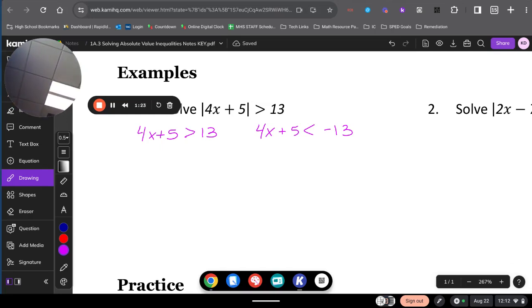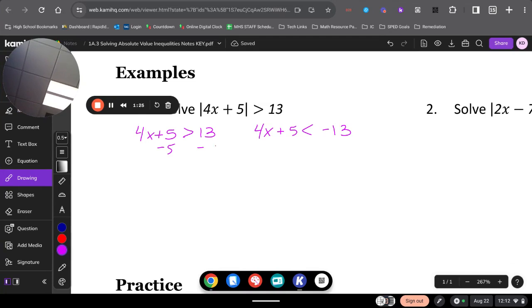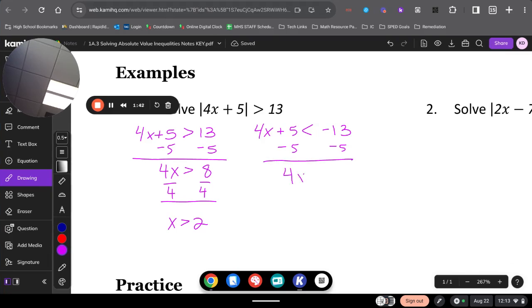So in this case, I would minus 5 to get 4x is greater than 8, divide by 4, and we get x is greater than 2 for our first inequality. Minus 5 to get 4x is less than negative 18, divide by 4, and we get x is less than negative 9/2.